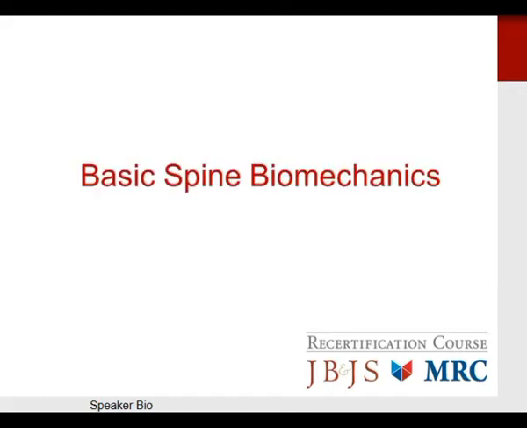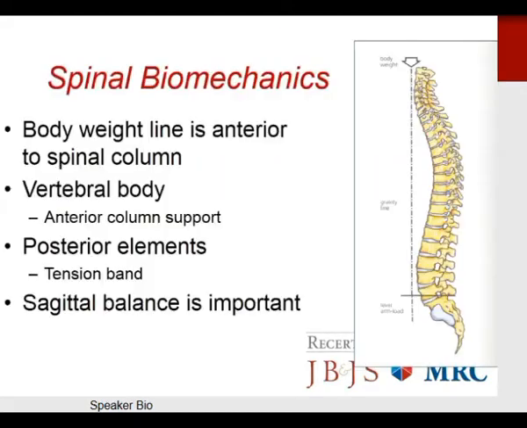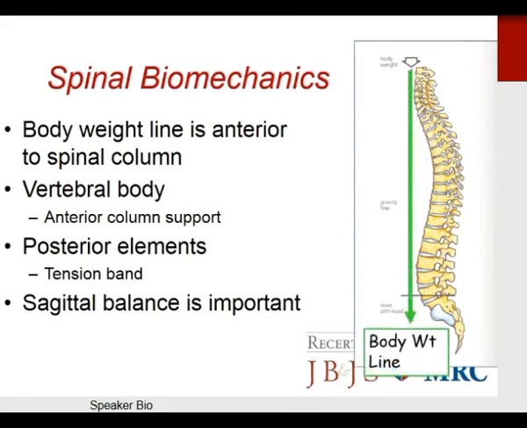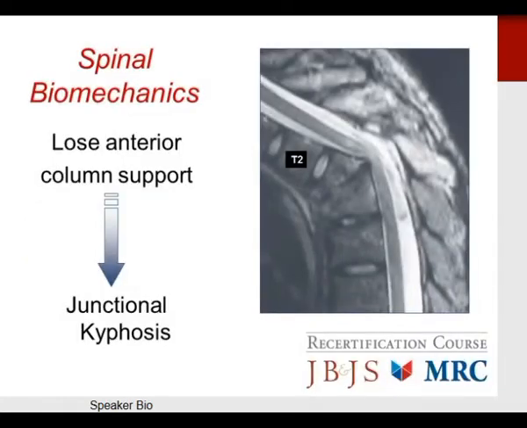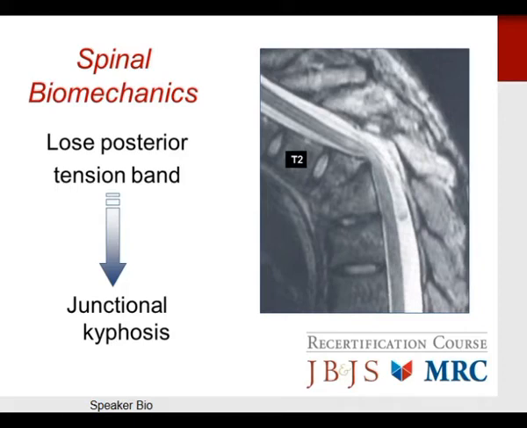Basic biomechanics. It's important to remember that the body weight line lies anterior to the spinal column. Therefore, the vertebral bodies act as anterior column support, and the posterior elements act as a tension band. This helps maintain sagittal balance. Therefore, if you lose anterior column support, you fall into junctional kyphosis. If you lose the posterior tension band, you fall into junctional kyphosis.